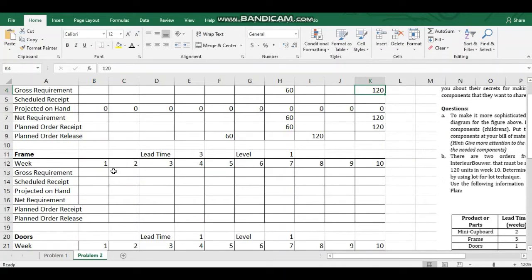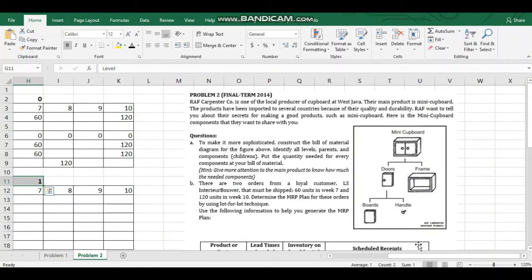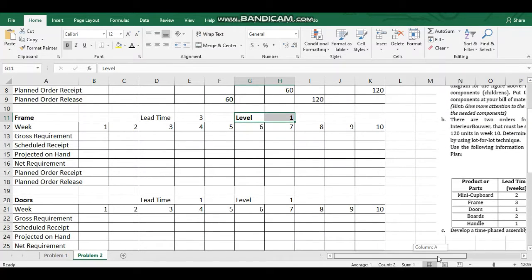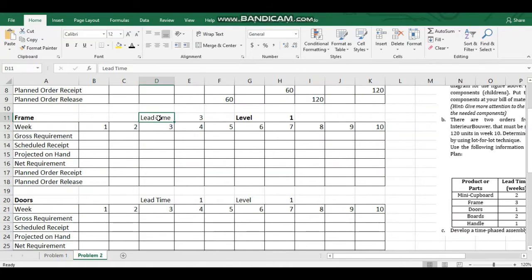Okay, next move to level 1. So we are done with level 0, right? And since level 0 is only mini cupboard, next we move to level 1. Here we have frame and doors. First, we do the frame. Don't forget to check the lead time. For frame, the lead time is 3 weeks, the inventory on hand is 10 units, and there is no scheduled receipt.